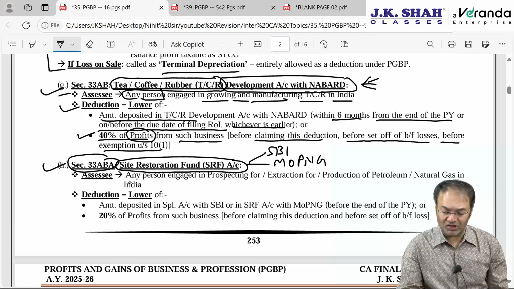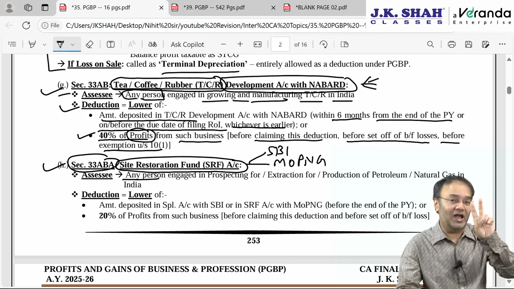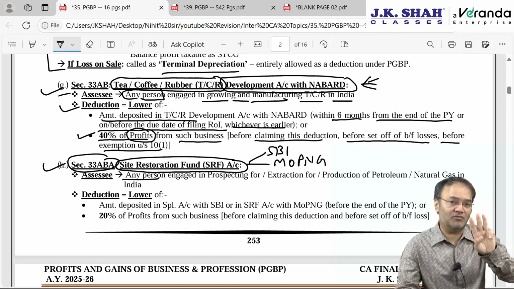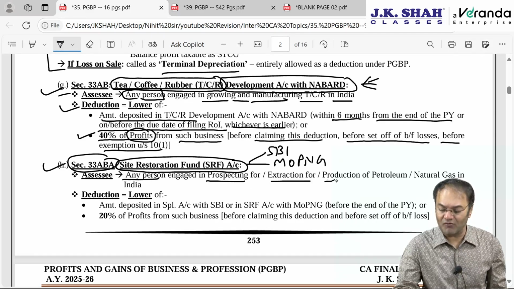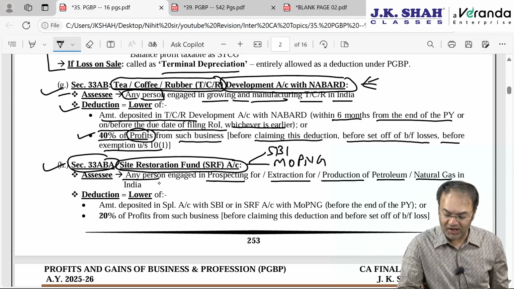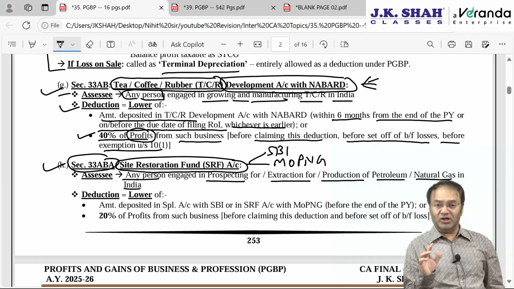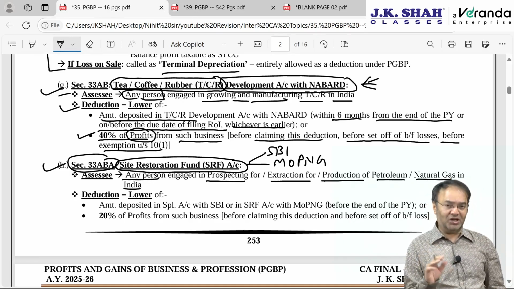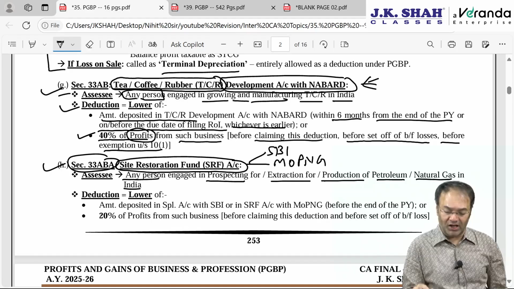33ABA is again allowed to all assessees, any person, provided engaged in the business of prospecting for extraction of or production of mineral oil, petroleum or natural gas in India. Even for tea, coffee, rubber, growing and manufacturing should have been in India. Here also prospecting for extraction of or production of mineral oil or petroleum crude oil should be in India.